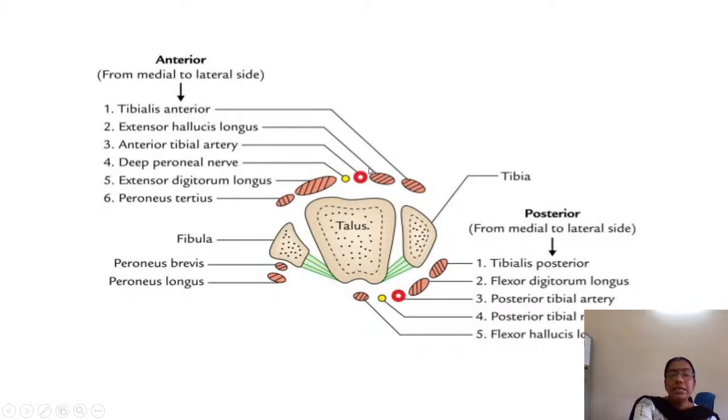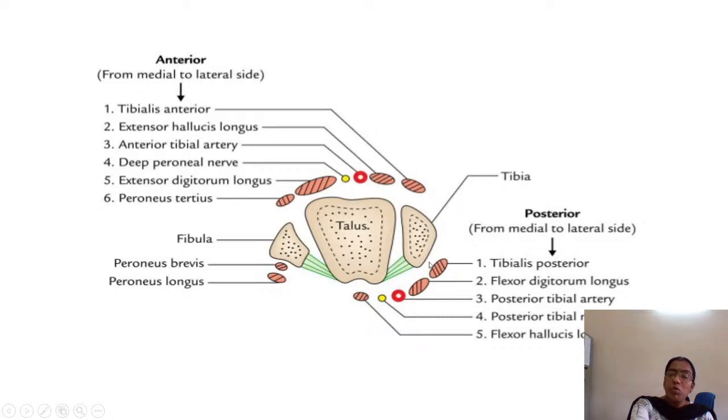Anteriorly, it is related from medial to lateral side. Tibialis anterior. So when you see it, the extensor compartment muscles only. The extensor compartment muscles anteriorly are tibialis anterior, extensor hallucis longus with tibial vessels. Next is the extensor digitorum longus, along with peroneus tertius.